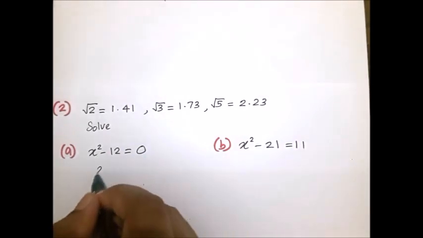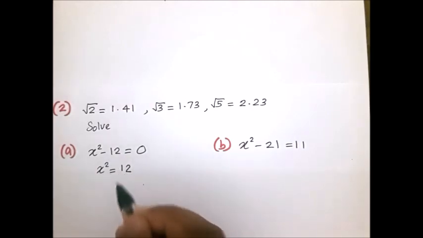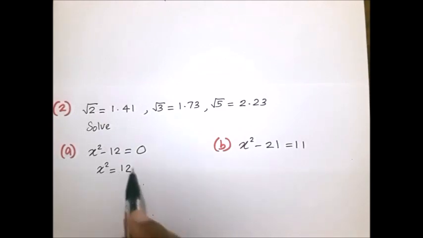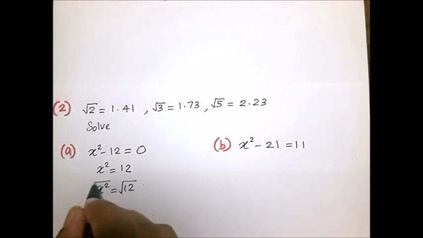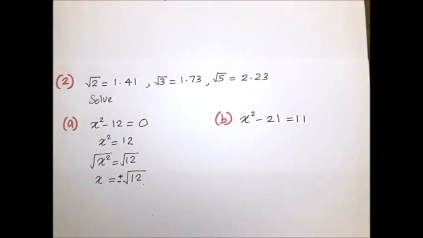Here I am going to take minus 12 to the right hand side. It is plus 12. To find the x, you have to take the square root of both sides. Now take the square root of both sides. Square and square root cancel, left side x. Right side, you have to write plus or minus. When you are taking square root of a number, you have to write positive number and negative number both.